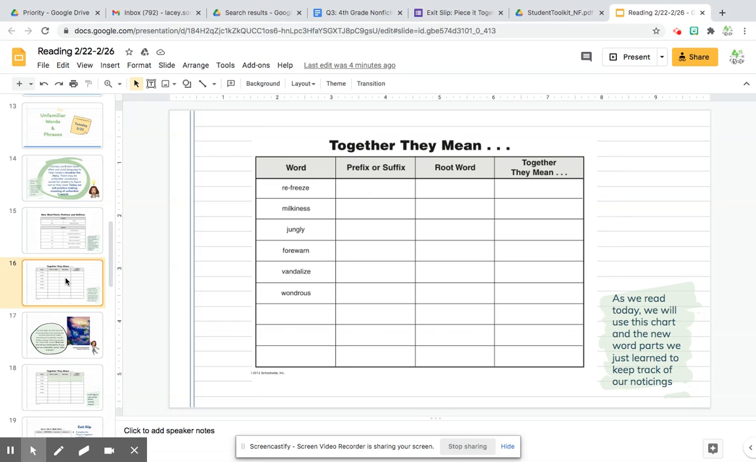So as we read today, we're going to use this chart here, okay? And this is the next handout that you have here in your binder. And with the new word parts that we've just learned, we're going to keep track of our noticings. And as you see, some of the words are already listed here on our chart, and there's also spaces for us to add maybe some other words. So let's follow along. Let's listen closely for new or unfamiliar words that use one of our word parts. And if you hear an unfamiliar word, I want you to make note of it in your chart. I'll be sure to point out a few as well.